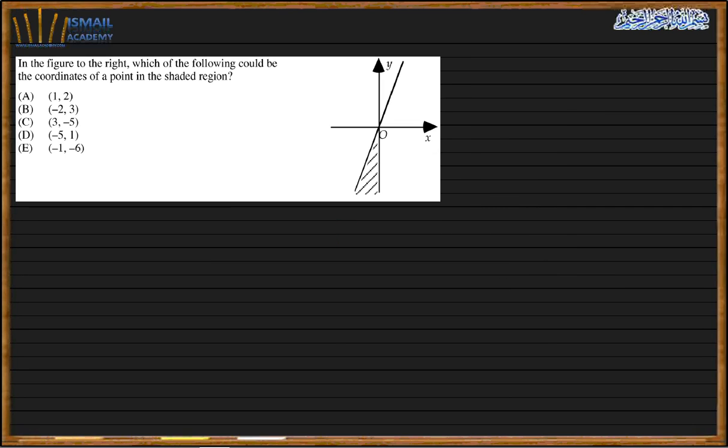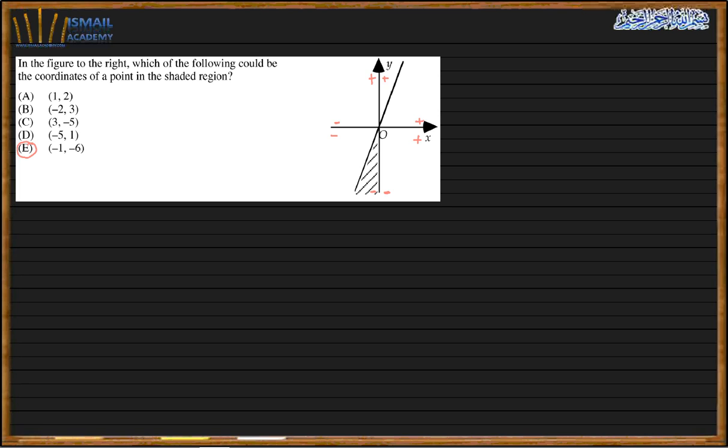In the figure to the right, which of the following could be the coordinate of a point in the shaded region? So we know that in the first quadrant, both coordinates are positive. Second quadrant, the y is positive, x is negative. Third quadrant, both coordinates are negative, and the fourth quadrant, the y is negative, but the x is positive. So here in the third quadrant, both of them are negative. So I'm going to look for the coordinate where both are negative. So E, both are negative. So E is my choice.